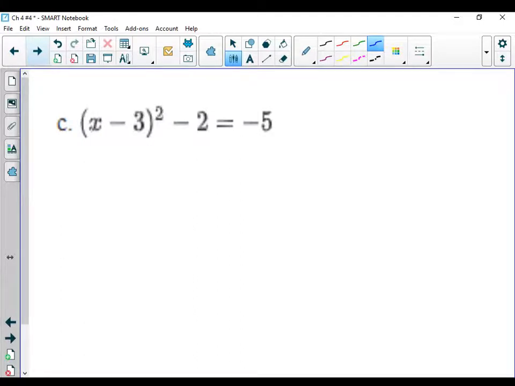All right, this next problem, (x minus 3) squared minus 2 is equal to negative 5. Probably a lot of you looked at this one and said, okay, (x minus 3) squared. Well, that is x squared minus 6x plus 9.